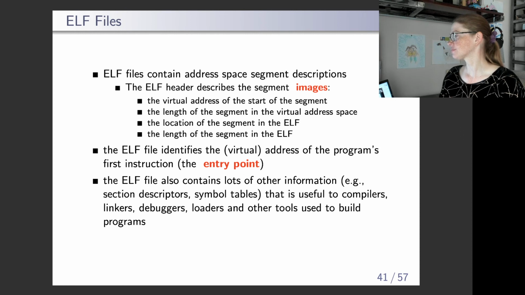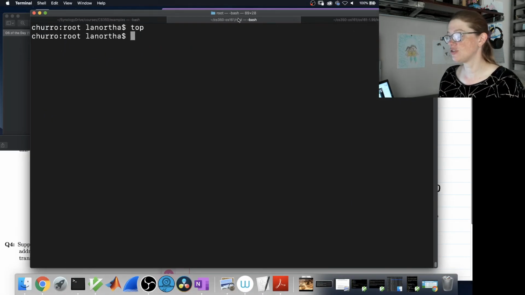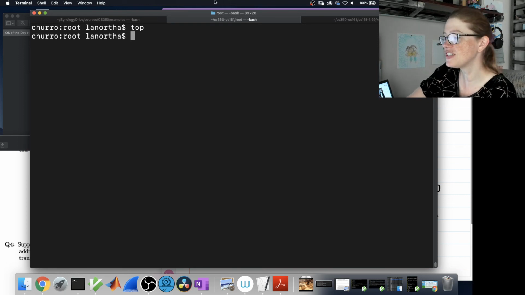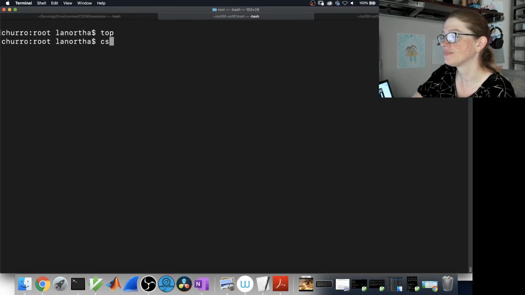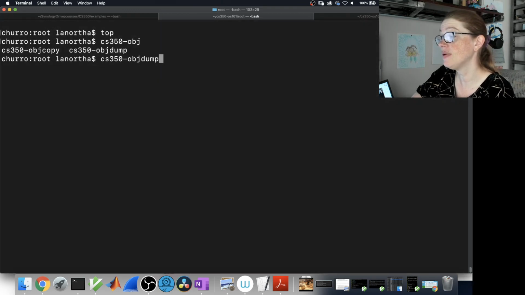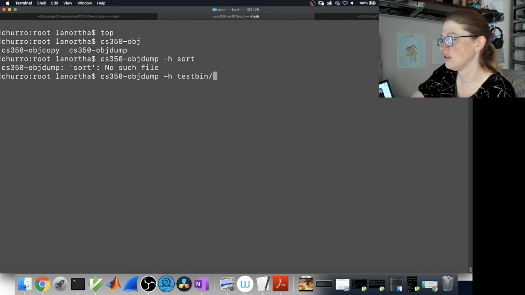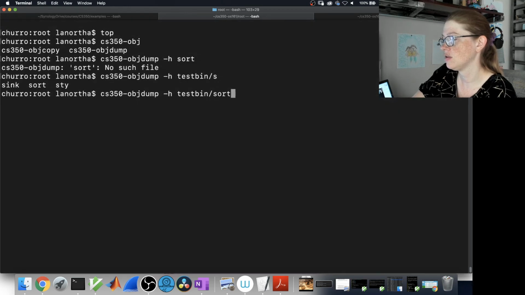So, we can actually do this if I can remember the command, which is always a good question. Can I remember the command to do this? So let's actually see the contents of our header. So let's do CS350 objdump -h, and let's do sort. Or I guess I want... there we go.